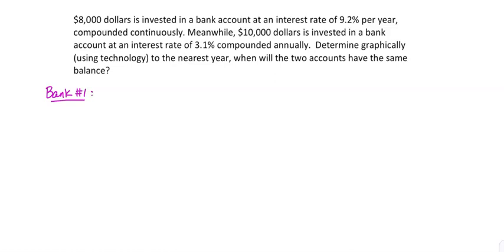We're told that $8,000 is invested in an account at an interest rate of 9.2% per year, compounded continuously. So that word continuously is going to be the key here for how we represent the money that we're making in bank number 1. Whenever we see the word continuously, we're going to use the function in the form A e to the rt. So we want to use that base of e anytime we're thinking about continuously compounded interest.